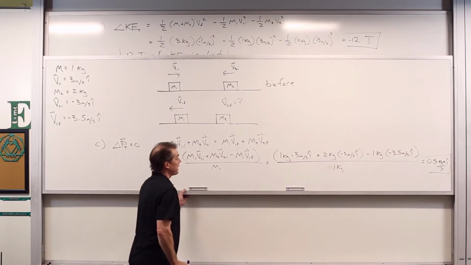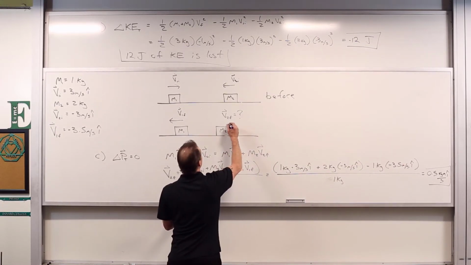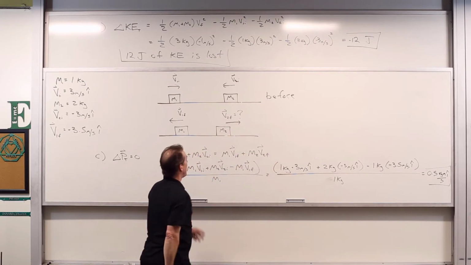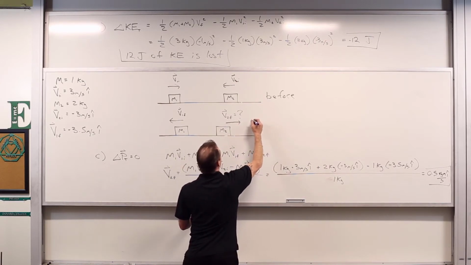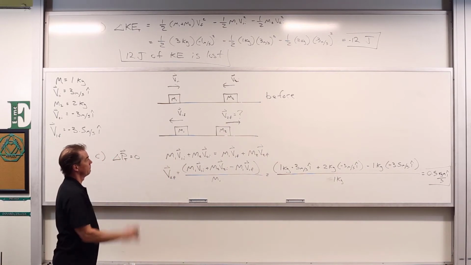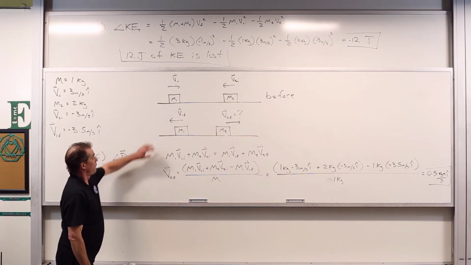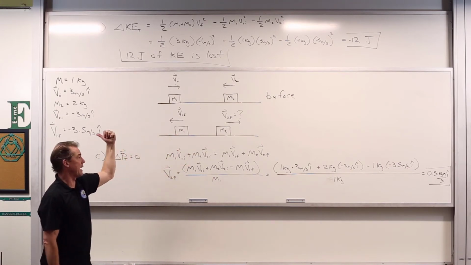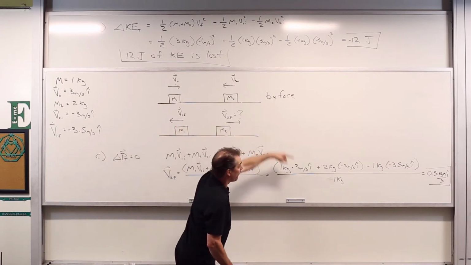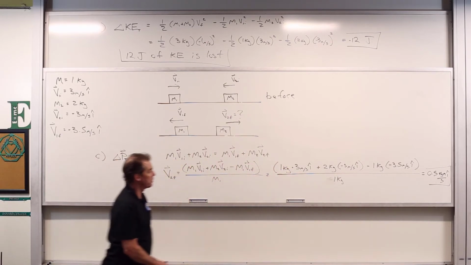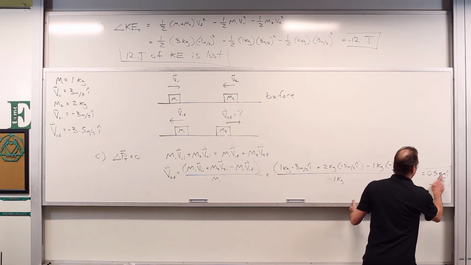So these two objects collide, and after doing so, this one is going in the opposite direction at a speed of 0.5 meters per second. That's it. If this one's going to go that way at 3.5 meters per second, this one must be going that way at 0.5 meters per second. I shouldn't put kilograms there, because we're just looking for the final speed.